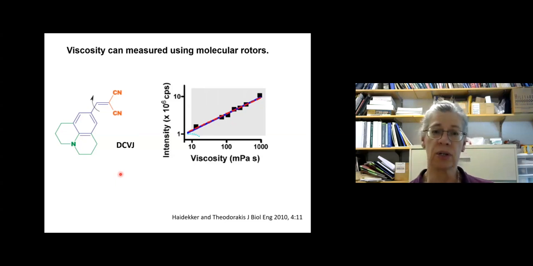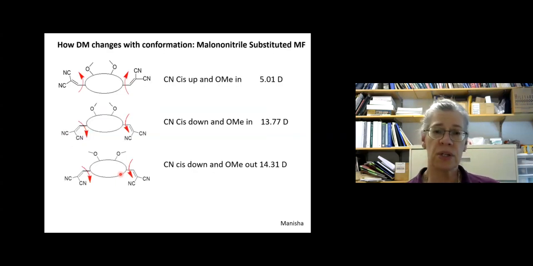So what about the malononitrile? In this case, we actually did some calculations first. And if you'll notice, there are some places in the molecule where we can have rotation. The oval here is meant to indicate the core of the metallafluorene. When both the malononitrile groups are pointing up, we have a dipole moment of about 5 debye. If they point down, which is away from the methoxy group, that number shoots way up. And of course, which way the methoxys point matters as well. So these are very high dipole moments.